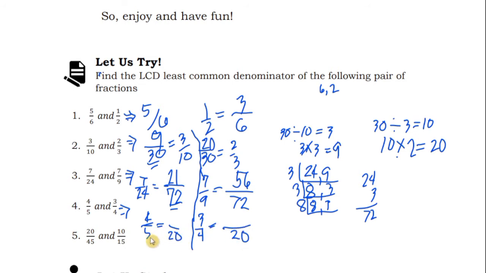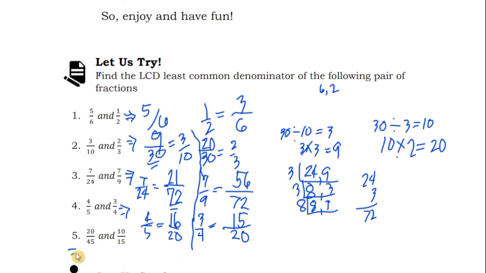So 20 divided by 5 is 4, and 4 times 4 is 16. We also have 20 divided by 4 is 5, and 5 times 3 is 15. So 4/5 is now equivalent to 16 over 20, while 3/4 is equivalent to 15 over 20.